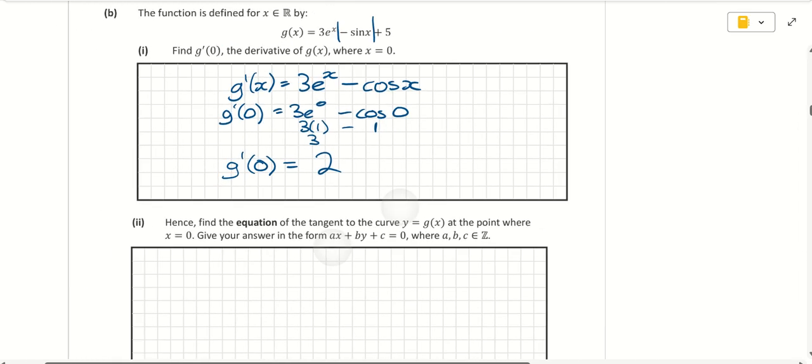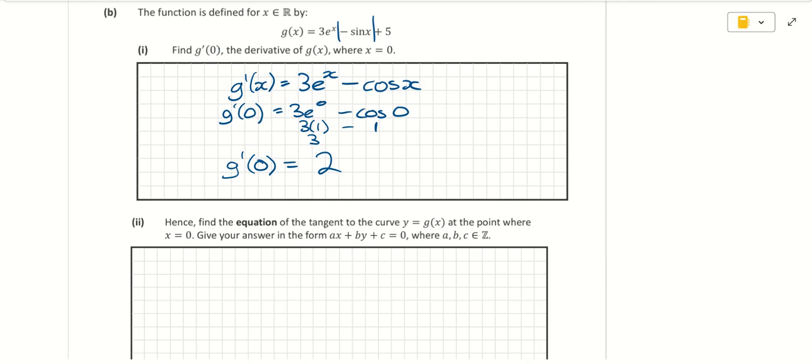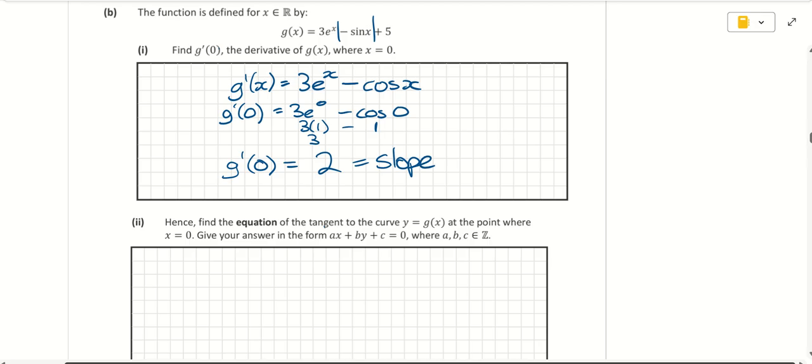Right, so you've got a "hence", so you need the answer. Hence, find the equation of the tangent to the curve at the point where x equals 0. Give your answer in this form. Remember, derivative is the same thing as the slope at x equals 0. To get a tangent, we want an equation, so that's y minus y1 equals m(x minus x1).